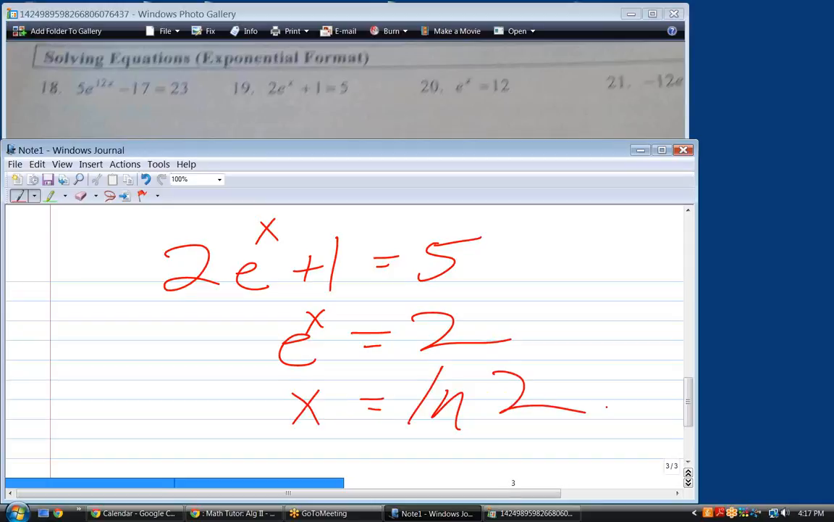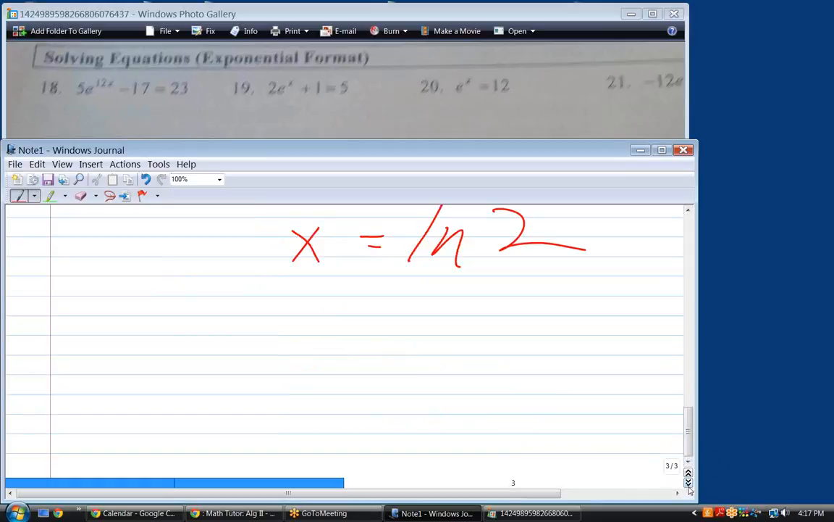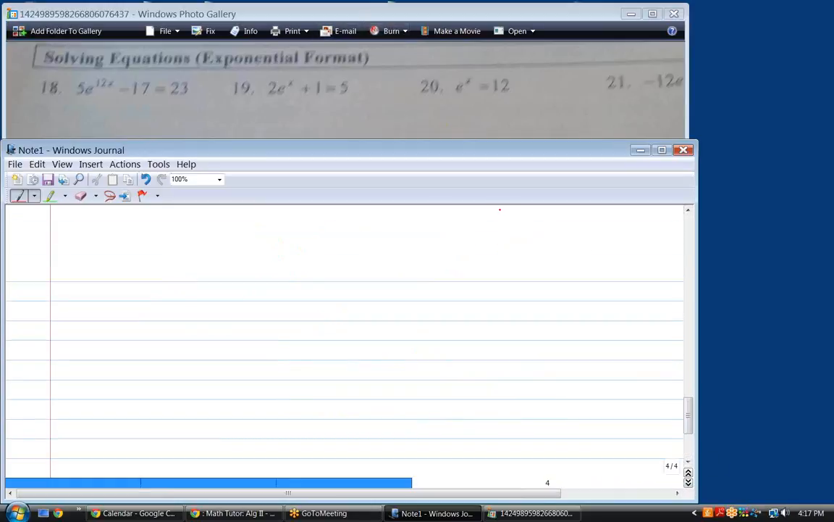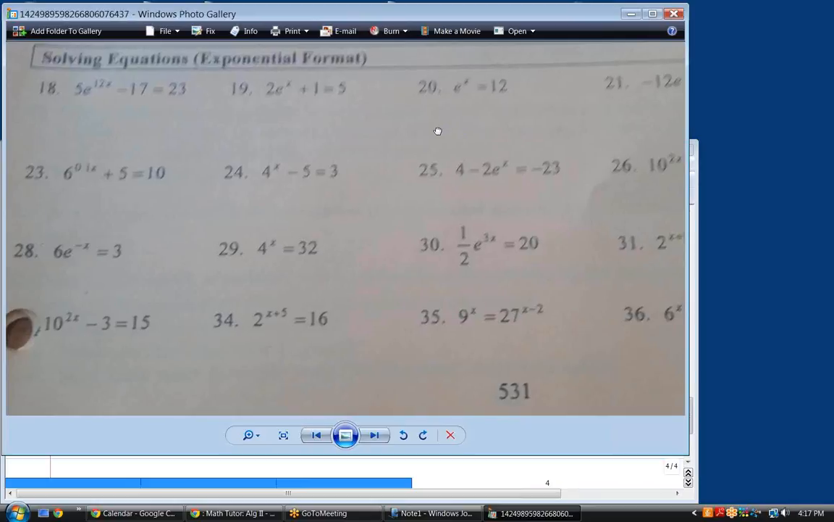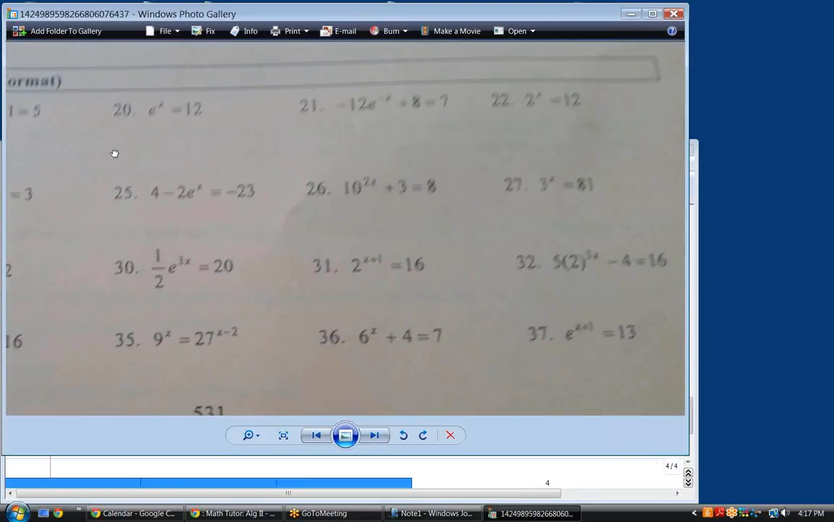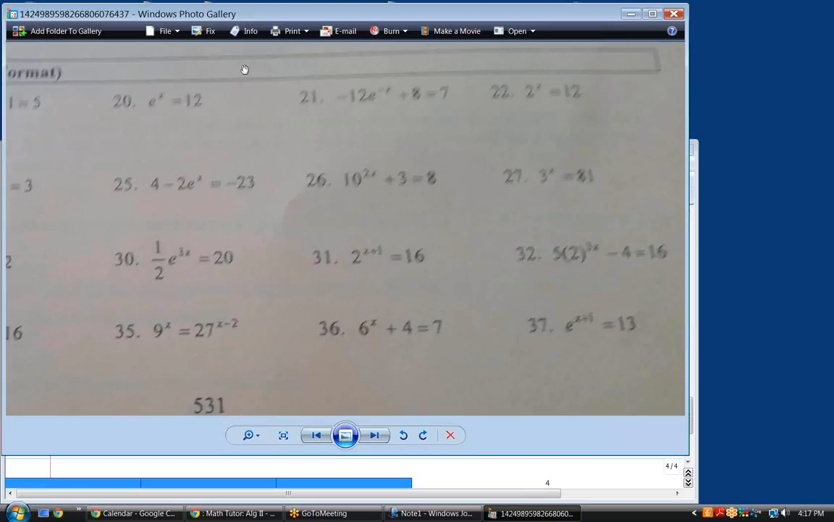Okay. And that's all you need to do here, as long as you understand what's going on. In other words, I'm actually taking the natural log of both sides for the third step, and it leaves x on the left. All right, let's see. From what I see, 20 is easier. 21 is no different, except it's just a negative x. Let's do 21.